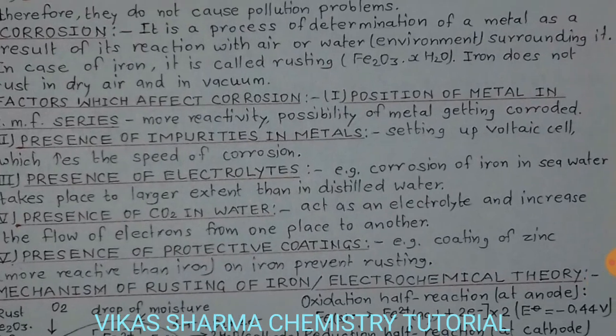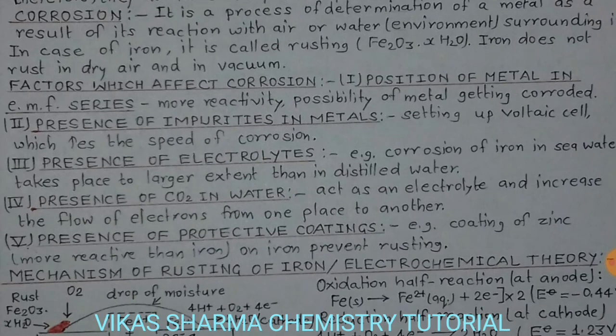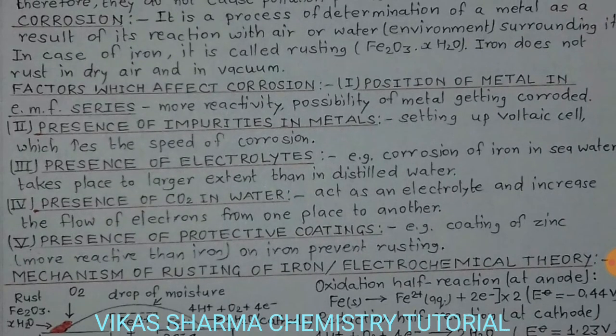The next topic is corrosion. It is a process of deterioration of a metal as a result of its reaction with the air or water environment surrounding it. In the case of iron, it is called rusting, with the formula Fe2O3·xH2O in molecular form. Iron does not rust in dry air or in vacuum.